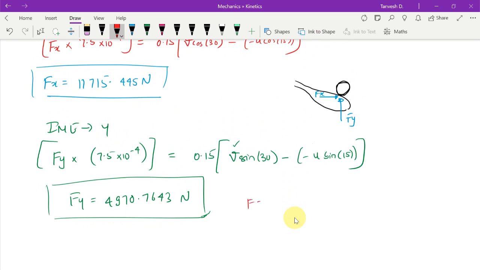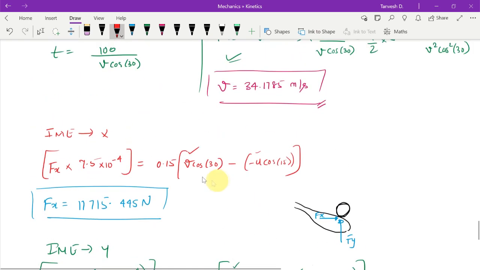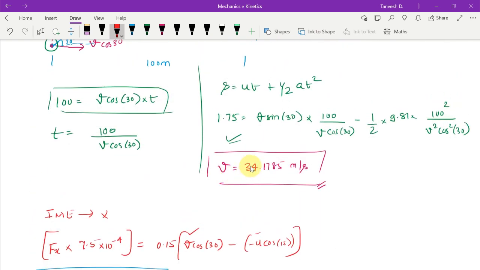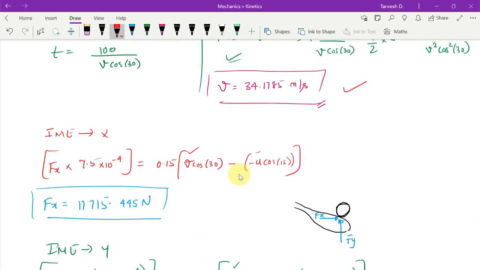And now we can find the average force. Average force is nothing but F, the resultant force, which is the square root of Fx square plus Fy square. So F comes out to be 12726.356 newtons. So this is the force by which that striker strikes the ball, such that it attains a final velocity of 34.1785 meters per second. So that's it about the impulse momentum numericals.